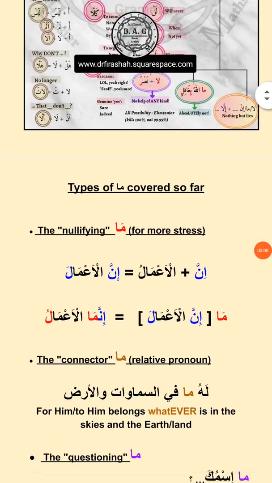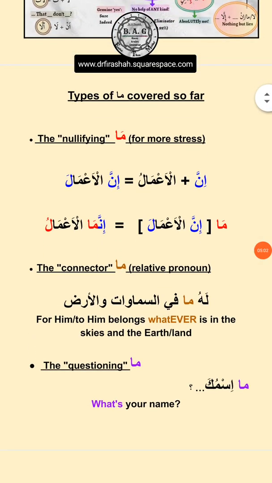Okay, all right, so types of ma covered so far. The nullifying ma, that was used for more stress. For example, you had any of the huruf nasb. For example, you have inna, which is for stress, indeed. And then if you add it with your ism, it causes this ism to be nasb: innal a'mala.